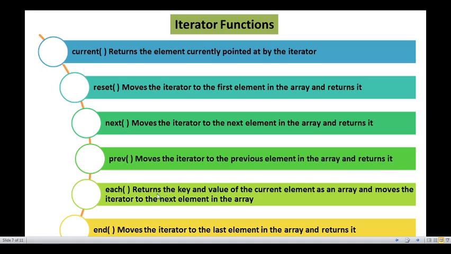Then the each function returns the key and value of the current element as an array and moves the iterator to the next element in the array. Then the end function moves the iterator to the last element in the array and returns it. So the functions are: current for the current value, reset to move to the first element of the array, end to move the iterator to the last element, then next, previous and each. These are the iterator functions.